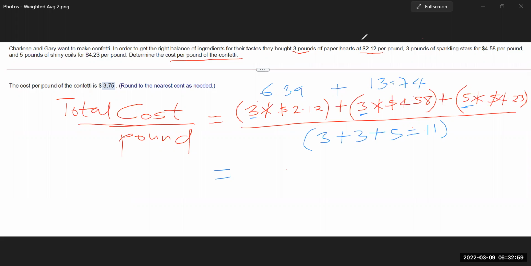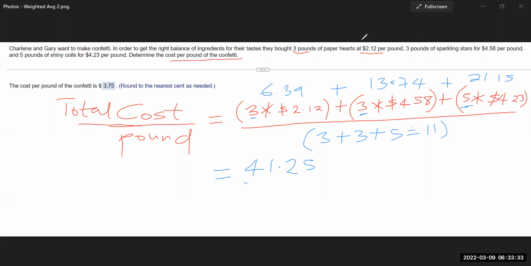13.74, okay? And then plus, this is point, okay? And then we do 5 times 4.23, and that will give you 21.15. Now add these together. When you add these together, 6.36 plus 13.74 plus 21.15, that will give you 41.25.